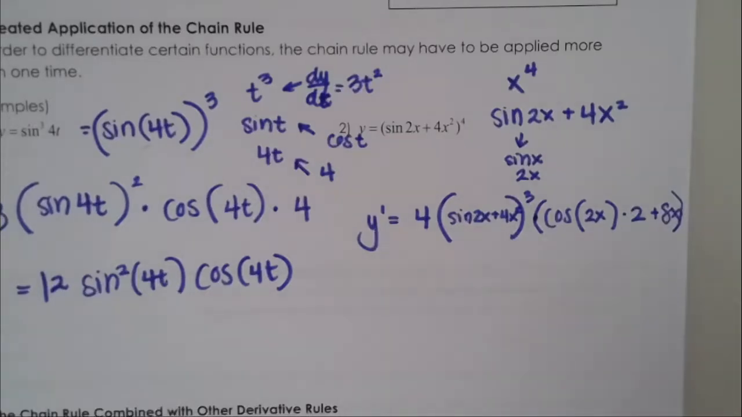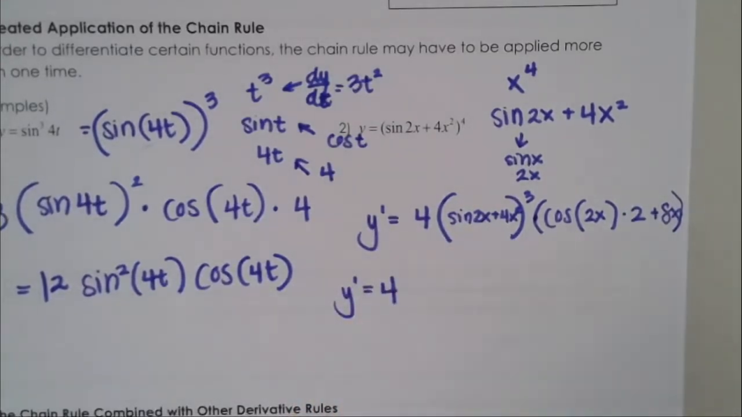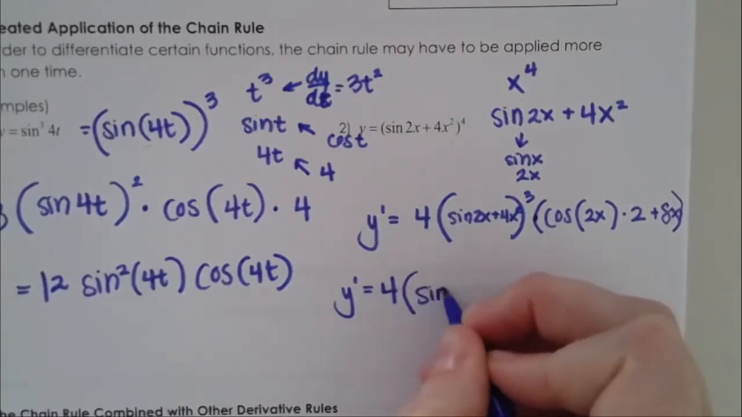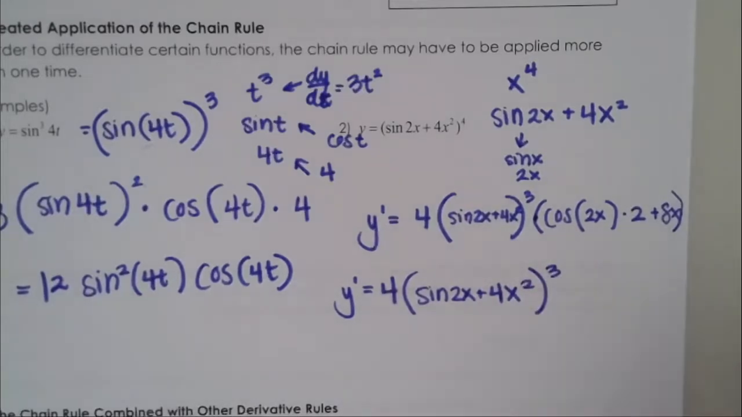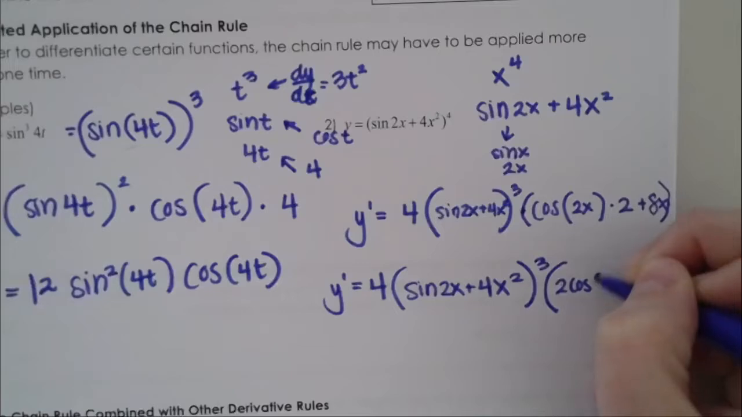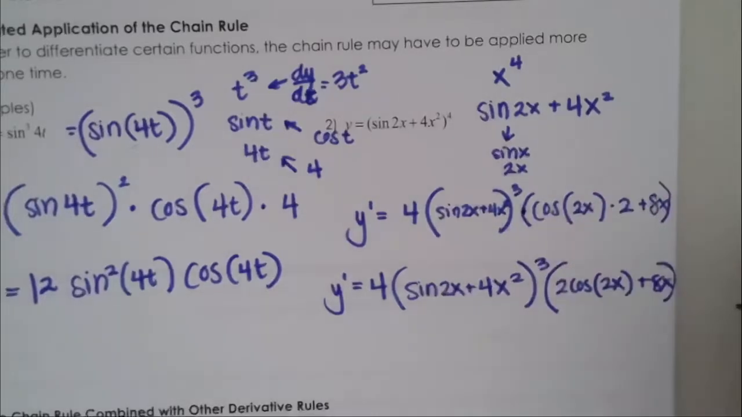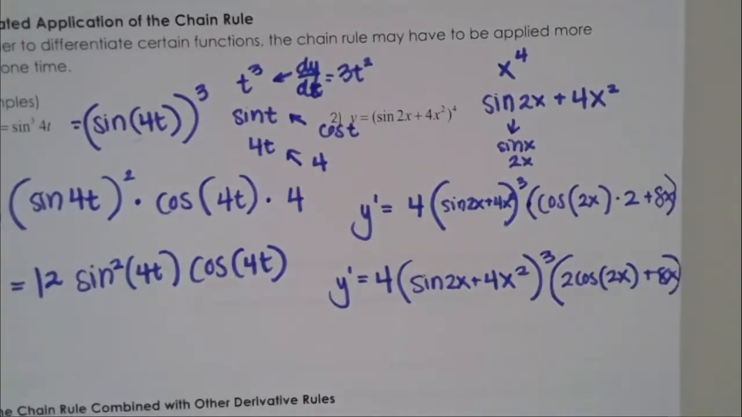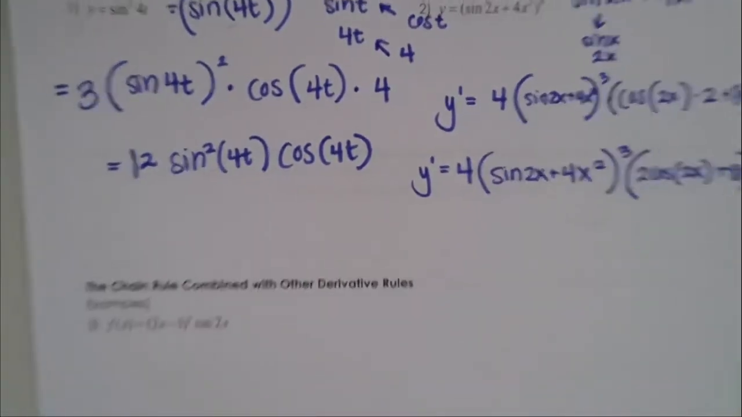So I can make things look maybe just a teeny bit nicer, but not by much. So the derivative is equal to 4 times sine 2x plus 4x squared, all raised to the power of 3. And then I have all of that times 2 cosine of 2x plus the 8x right here. Now, we could distribute that in there, but I don't think that's going to make it look any nicer at all. Number 3, chain rule combined with other derivative rules.